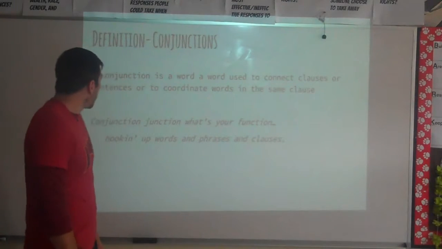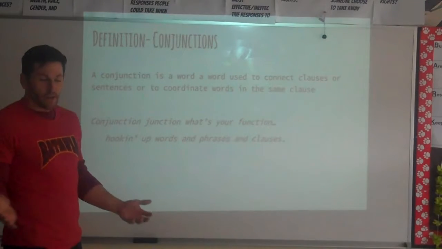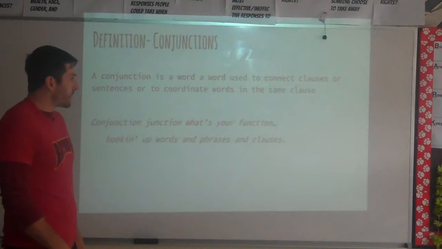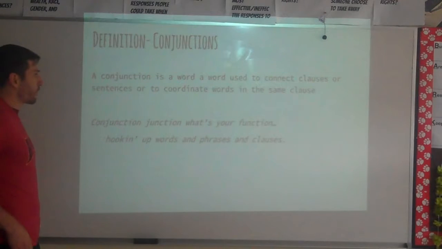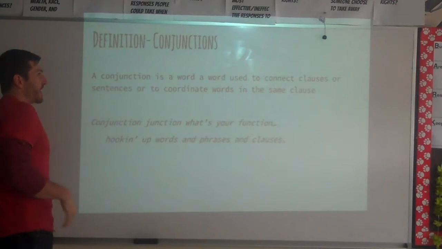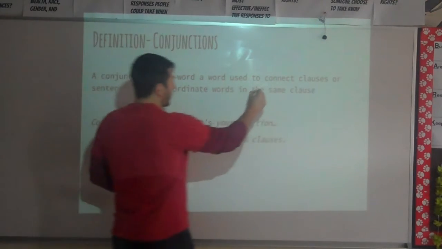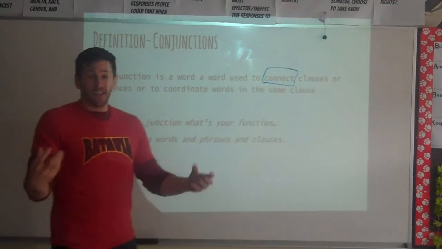sentences. Alright, so definition. And like always, as we always tell you, whenever you need to pause to write things down, please do so. Take good notes so that you can be rocking out in class tomorrow. So a conjunction is a word or a word used to connect clauses or sentences or to coordinate words in the same clause. So the main thing that I want you to take out of this one is this word right here, connectors, right? Connect. So conjunctions are connecting something together.